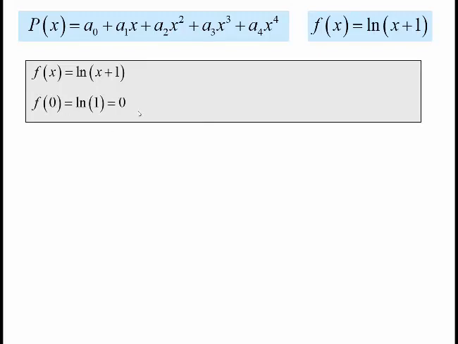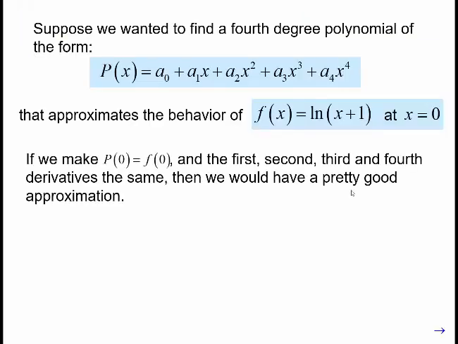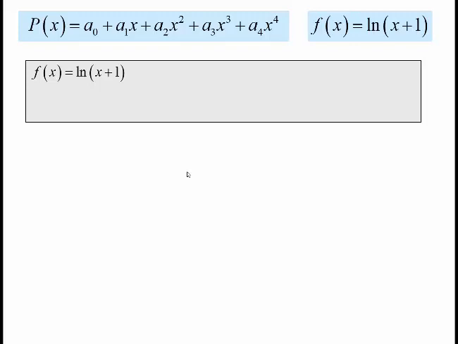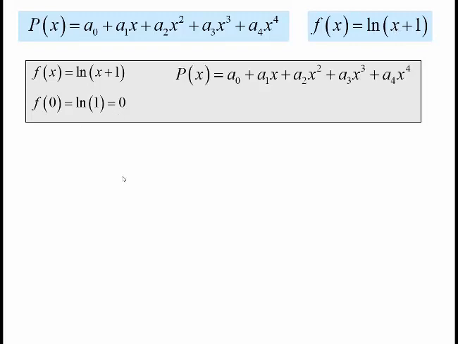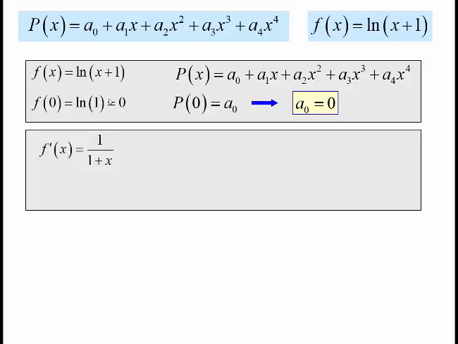I want it to have a pretty good approximation at x equals 0. So f of 0, when I plug 0 into this, I get ln of 1, which is 0. So for my polynomial, I notice that P of 0 is equal to a sub 0. And what I'm getting at here is I want a sub 0 to be equal to 0, so my constant term is just equal to 0.